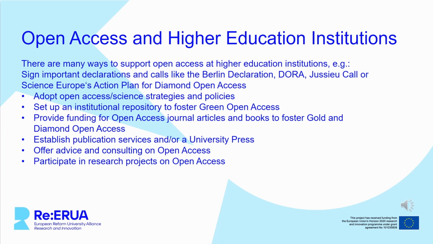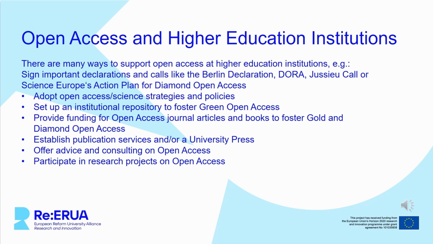Many universities and other higher education institutions are also positioning themselves on open access, developing strategies and practical measures to implement OA. This includes, for example, signing important declarations and calls like the Berlin Declaration, DORA, or Science Europe's Action Plan for Diamond Open Access. We provide the links to these initiatives at the end of the presentation. Furthermore, open science policies that encourage scholars to choose open access publishing options can be adopted.